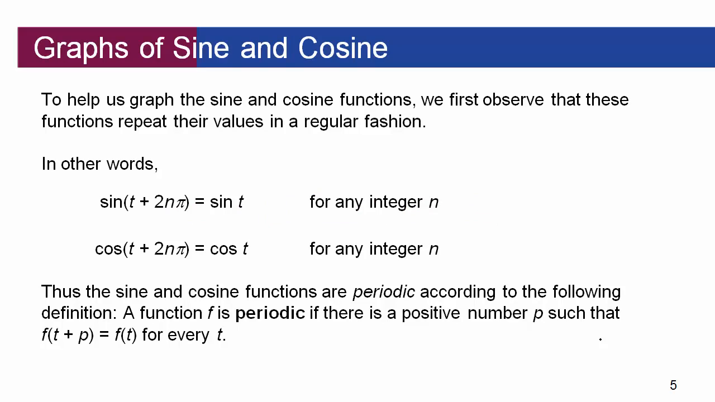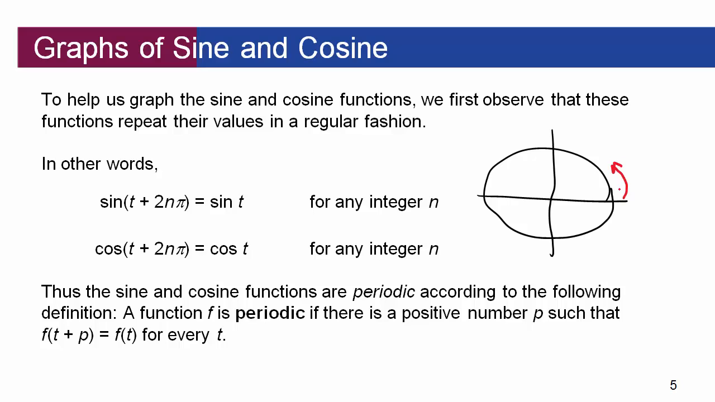The first thing we want to do is recognize this period, right? Where does it repeat? And when we talk about looking at graphs of our trig functions, we have to remember that sine and cosine are just giving us the x and y coordinates of points on the unit circle. As we travel around the unit circle in a counterclockwise fashion, wherever we stop, the angle that creates is what we put into our trig functions, right?